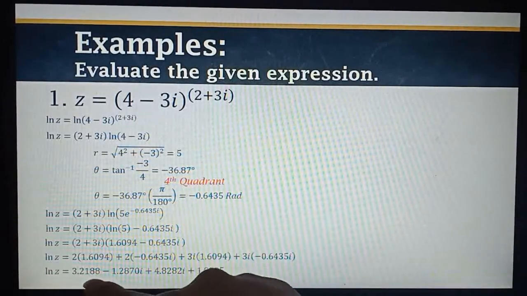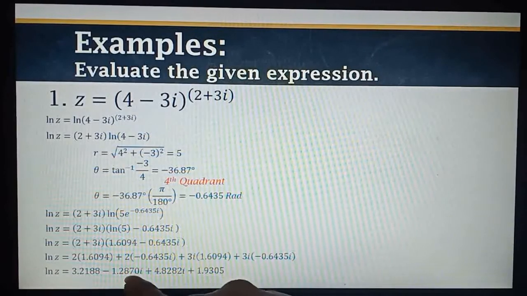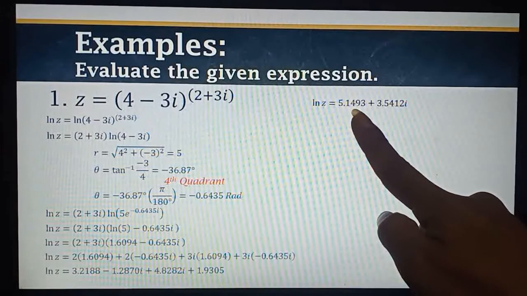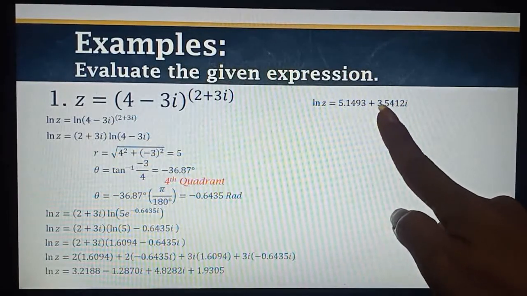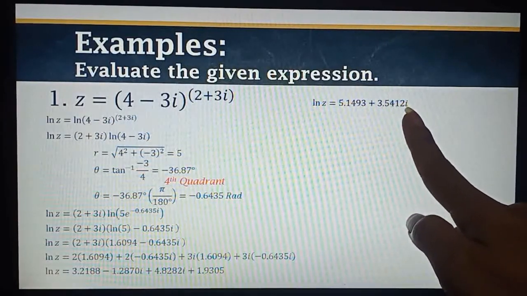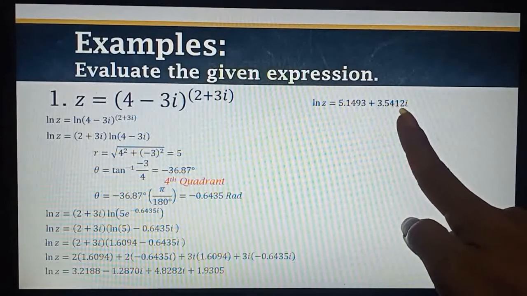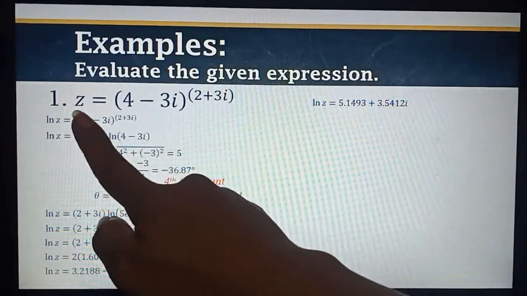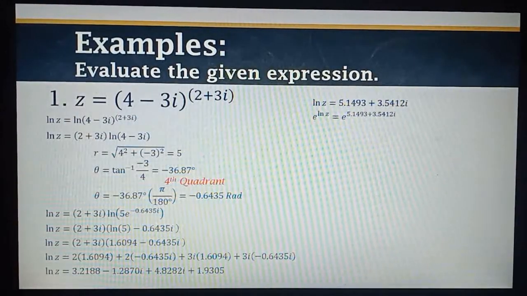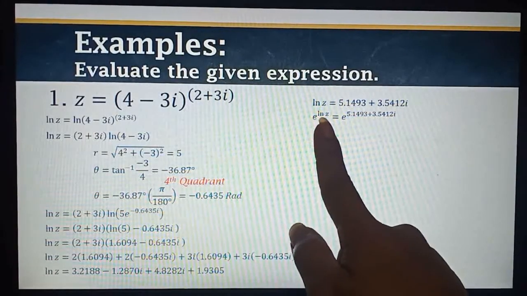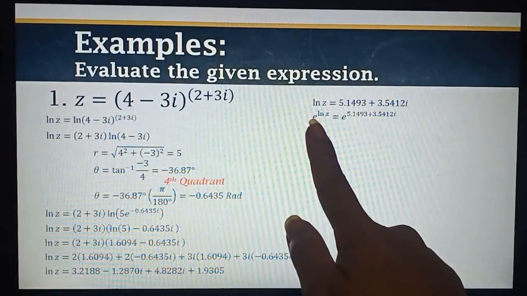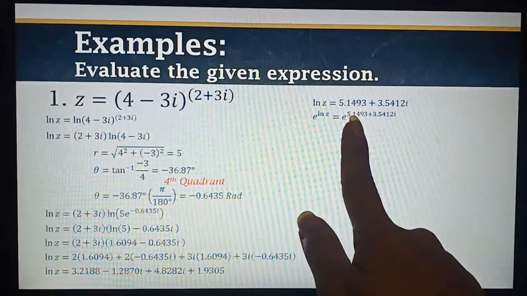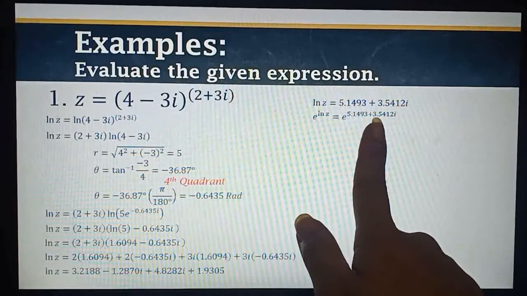1.9305. So combining the real and imaginary parts, our equation will now be 5.1493 plus 3.5412i. But that is equivalent to ln of z. What we need is just the value of z. So we will take e of the equation on both sides. So you will now have e raised to ln of z equivalent to e raised to 5.1493 plus 3.5412i.